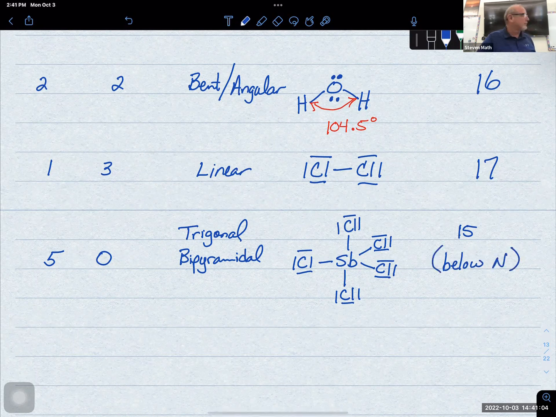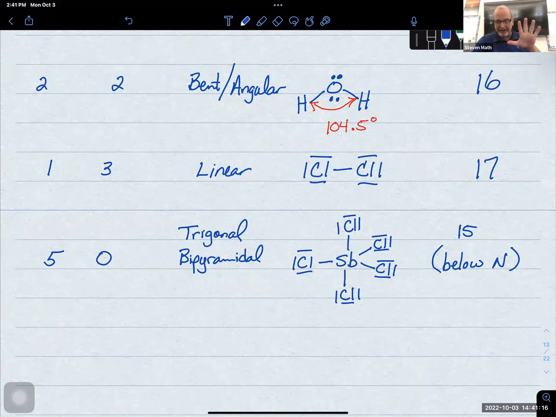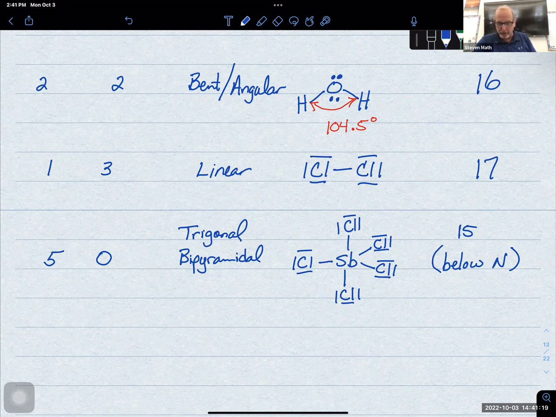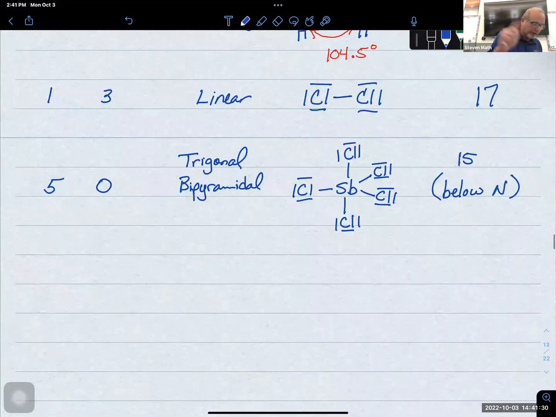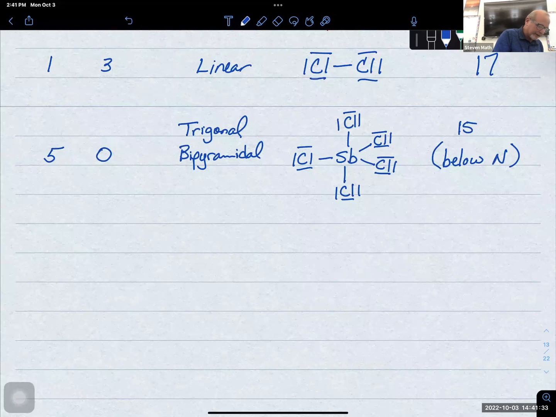How come? Because nitrogen's in the 2nd period. You have to get to the 3rd energy level before you get d orbitals. And d orbitals are what lets us make 5 bonds. It's what lets us make anything more than 4. And so 5 and 0 is one of the exceptions that we need to know. This is when it can go more than an octet. There's one more exception when it can go more than an octet. And many of you have already figured it out. 6 and 0.